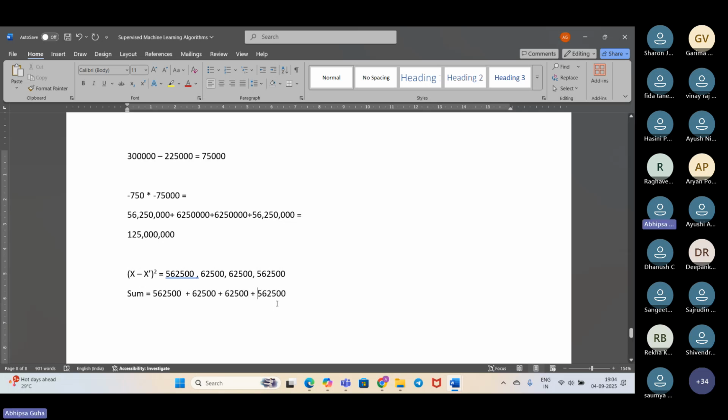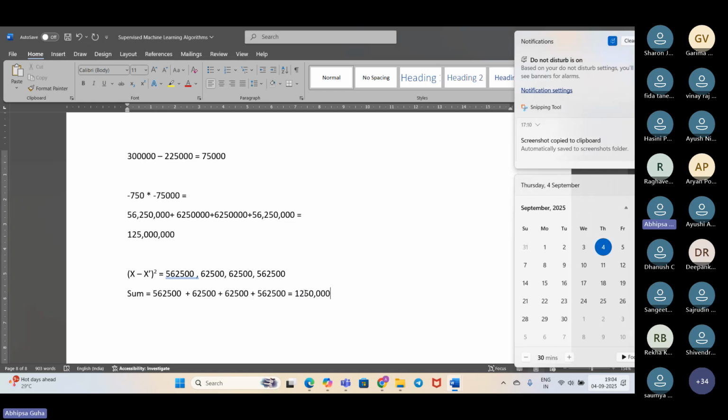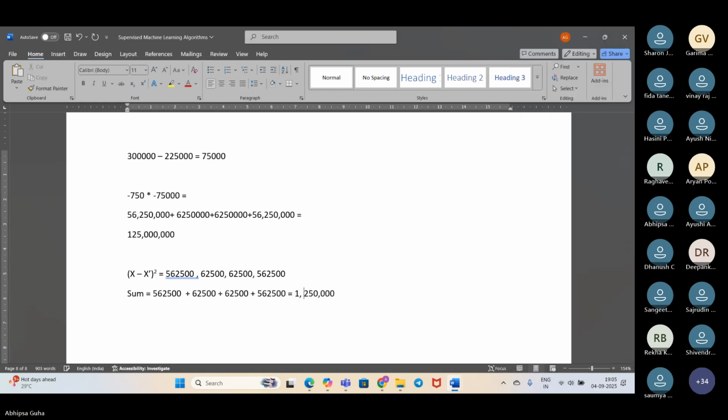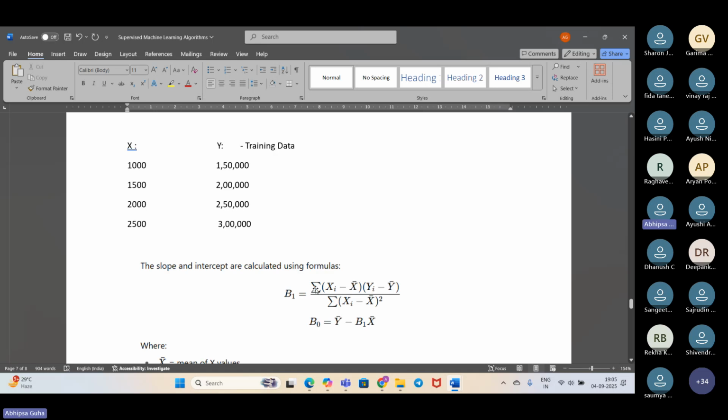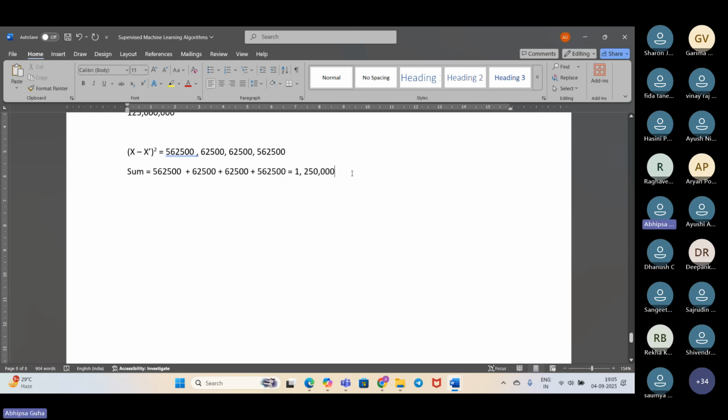So after doing the sum, we are getting the value as around 1250. This is the value we are actually getting after doing the sum. Right? So we are done with this part and this part also. So now we need to do the division. Right? So we need to get the B1 value.